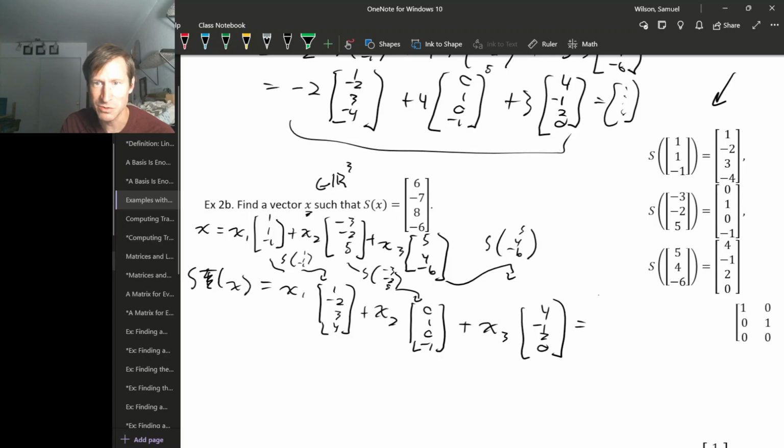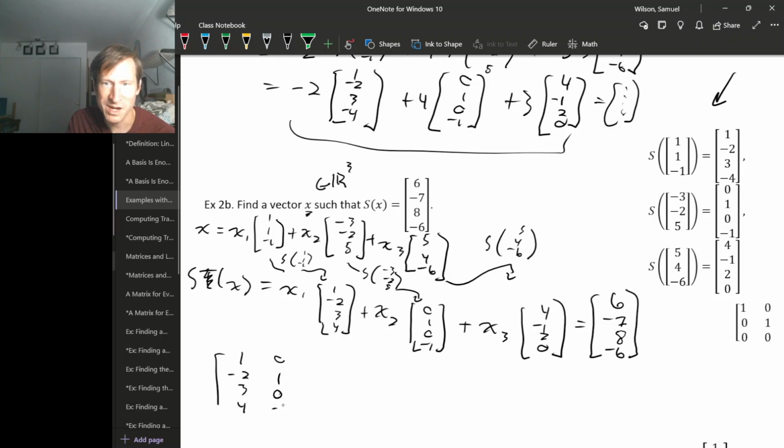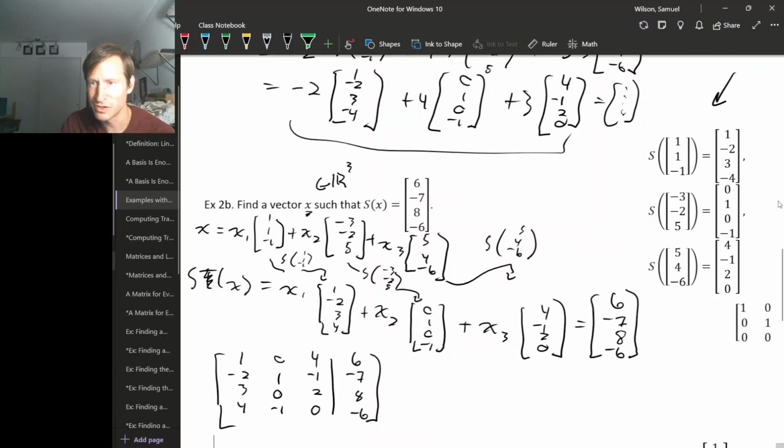We want this to be equal to the output, right? We want to arrange things so that this is equal to 6, -7, 8, -6. Okay, and then as usual, this is turned into a linear system. So to solve the linear system, we write our augmented matrix 1, -2, 3, 4, 0, 1, 0, -1, 4, -1, 2, 0, 6, -7, 8, -6. And this last column, that's the augmented column. And then we row reduce. When we row reduce, we get this.